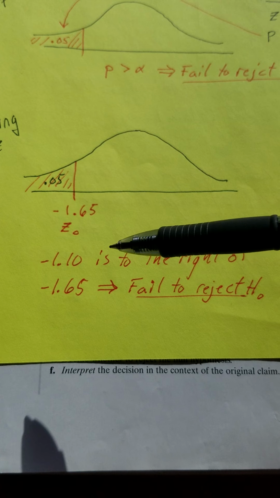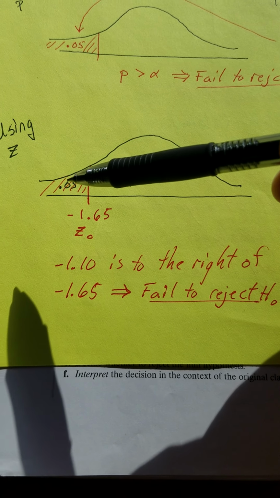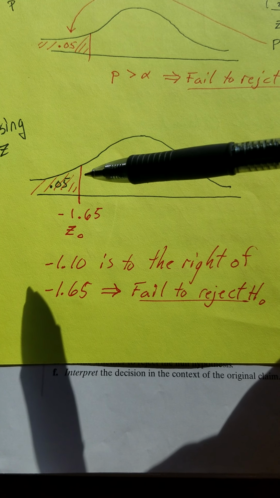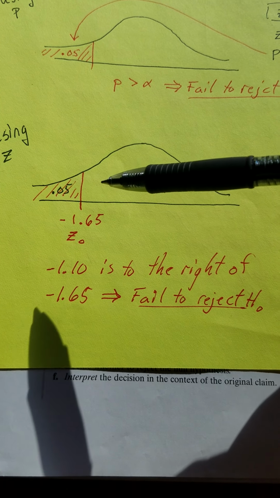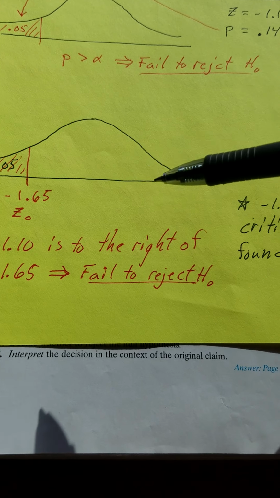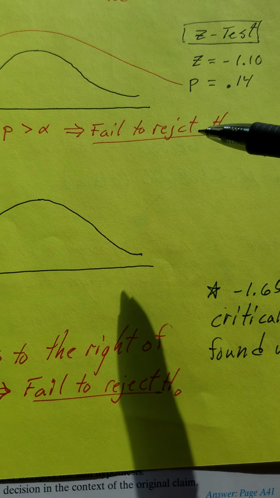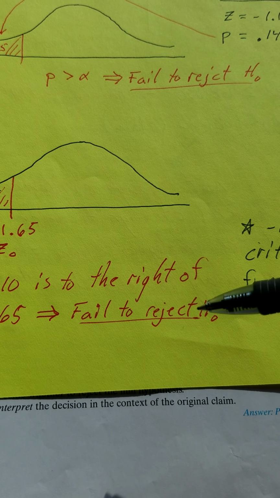Our Z is to the right of that. So it's over here. This is the rejection region, right? Because it's left-tailed, we're asking, did we get something left of this? We didn't. So still, same result. Fail to reject, fail to reject.